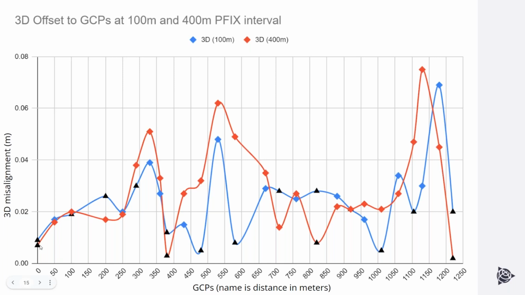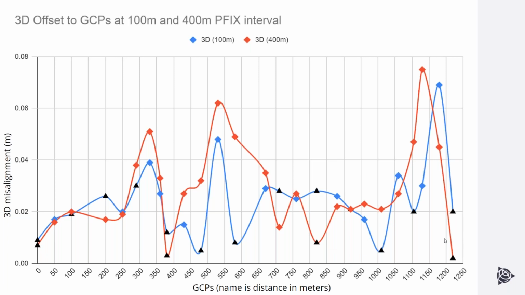All the black triangles are measured Pfixes, and all the rest of these dots were used as checkpoints, basically. So the offset was measured in each point that you see with the black triangle where Pfix was applied. The blue line is with 100 meters interval of Pfixes roughly. So you see there's a black triangle roughly every 100 meters. And the red line is with 400 meter interval. So the black triangles are more sparse.